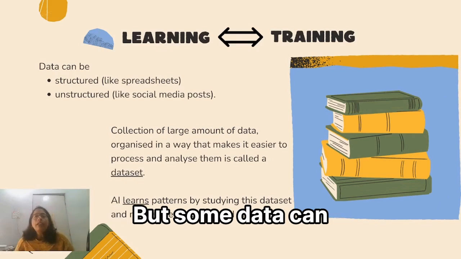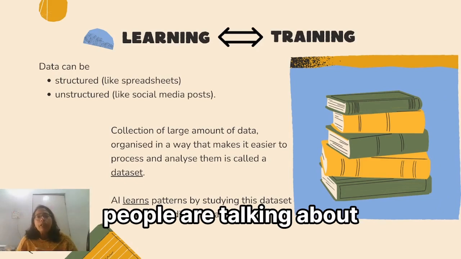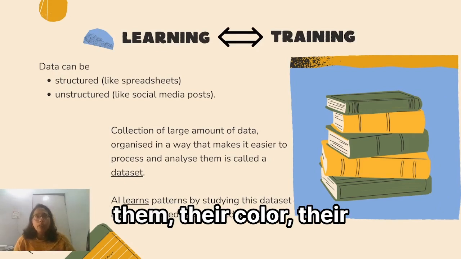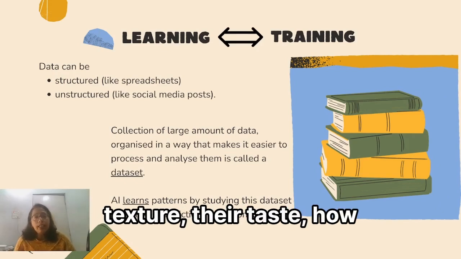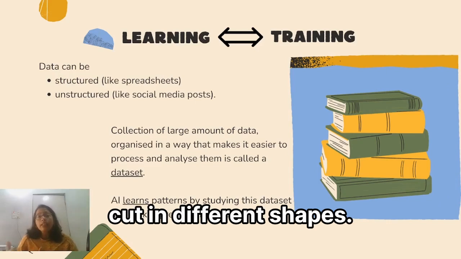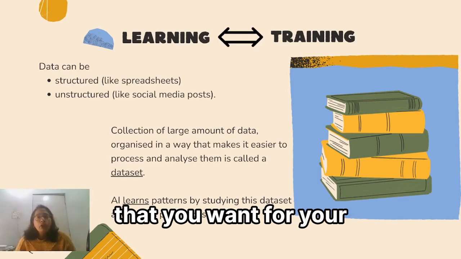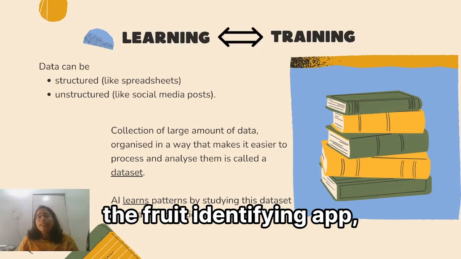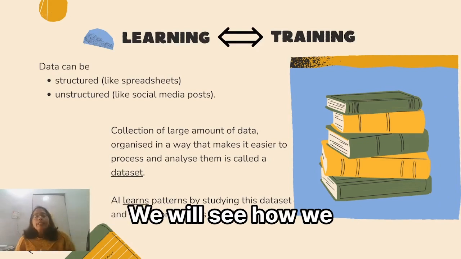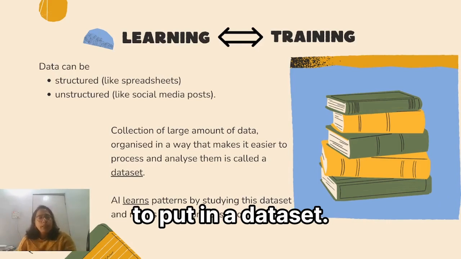But some data can also be unstructured. Take, for example, a social media thread where people are talking about fruits, their love of fruits, what they like about them, their color, their texture, their taste, how ripe they are, how raw they are, how they are cut in different shapes. That would also be data that you want for your data set that will train the fruit identifying app, but it is unstructured. We will see how we take these structured and unstructured data and process them to put in a data set.